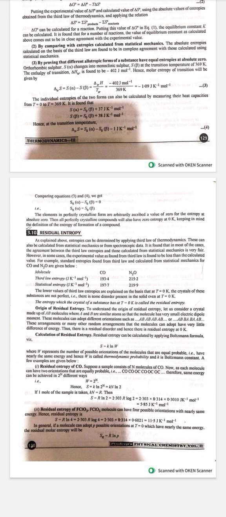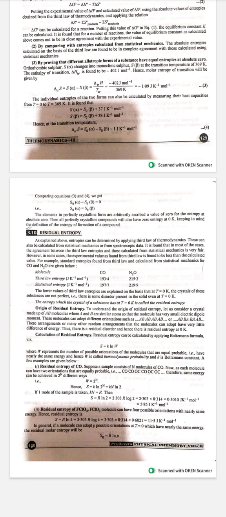The lower values of third law entropies are explained on the basis that at T equal to 0 K, the crystals of these substances are not perfect. That is, there is some disorder present in the solid even at T equal to 0 K. Origin of residual entropy: to understand the origin of residual entropy, let us consider a crystal made up of AB molecules where A and B are similar atoms so that the molecules have nearly the same electrical dipole moment. These molecules can adopt different orientations such as AB, AB, AB or AB, BA, BA, AB. There are many other random arrangements that the molecules can adopt with very little difference in energy.